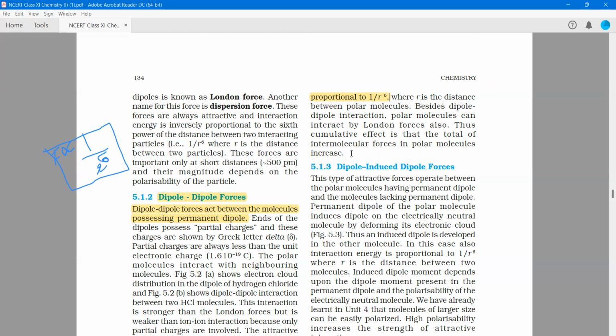Now, the third type of van der Waals force is the dipole-induced dipole. So we are talking about two different molecules. One will have a permanent dipole, another molecule will not have a permanent dipole, but because of the close vicinity between these two different types of molecules, the polar molecule, or the molecule that has the permanent dipole, will induce a dipole in the neighboring atom which has symmetrical electronic charge density.